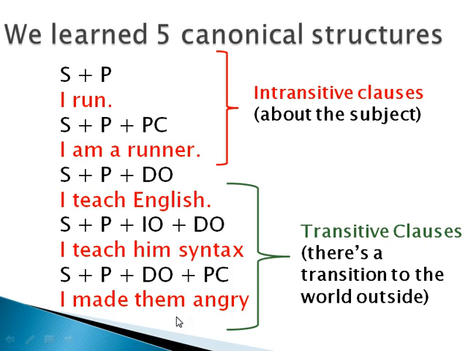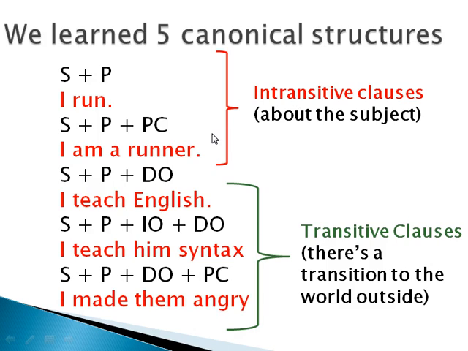I made them angry. In this case, I, as the subject, made them angry, as a predicate composed of a predicator. Okay, I'm saying verb. Sorry, I was saying verb, but in fact we talk about the verb now as a predicator, a direct object, and a predicative complement. A direct object, then I made someone, who makes something or someone do something, and angry, which is what I caused you to be.